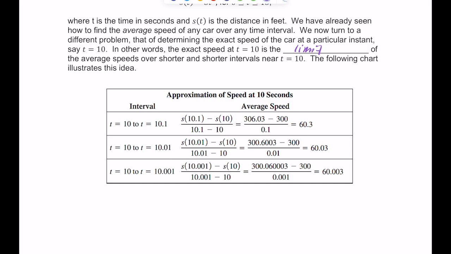We've got t, which is time in seconds, and we have s, which is the distance in feet. So these values represent feet per second. In the interval of 10 to 10.1 seconds, the average speed of the car was 60.3 feet per second. And in the next interval, it's 60.03 feet per second, and then 60.003. So as you get closer and closer to 10, the limit would approach 60.